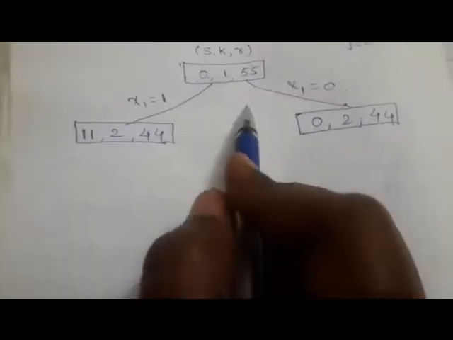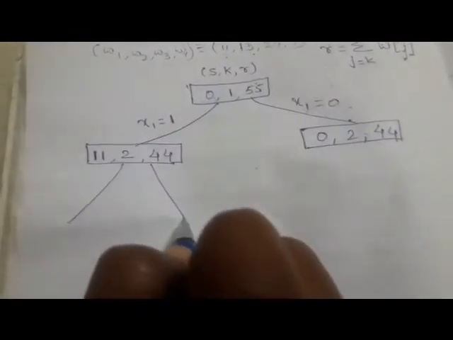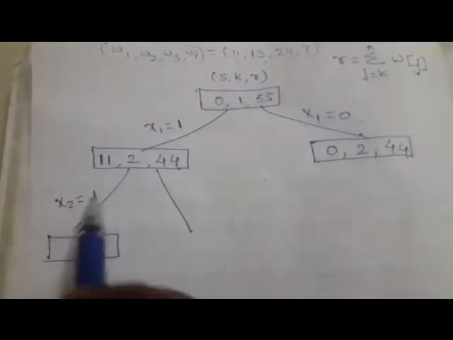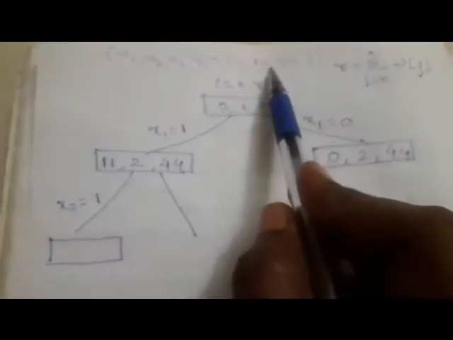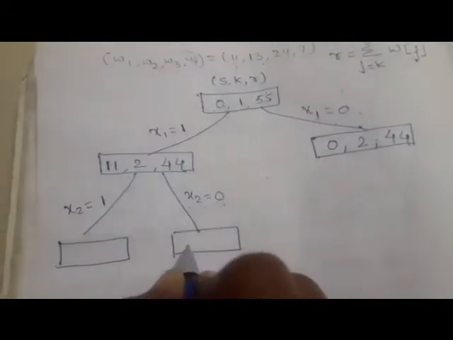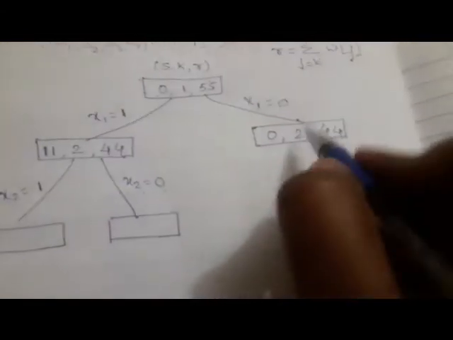Now in this way we can draw the next stages. This is our first edge, with value x1. Now we draw the next stages, with x2 equal to 1. Now x2 means the weight 2, that is 13. It may be included or it may be excluded, so that's why x2 is equal to 0.